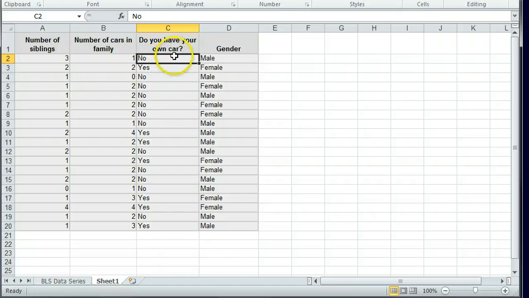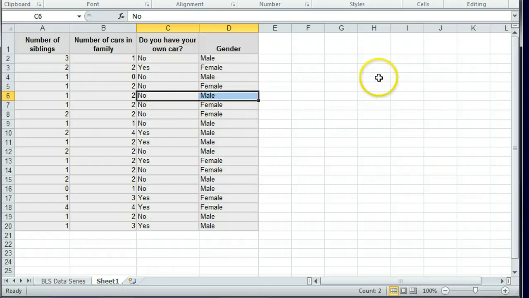You have yes, no here as your options. You have male, female as your options for gender. So for this first person, it is a male who does not own a car. This next one is a female that does own a car. A male that does not, a female that does not, a male that does not, and so forth.